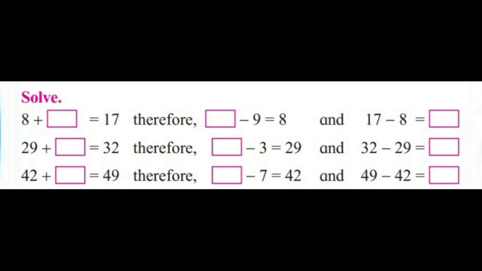Okay students, let's see the next sum. 29 plus box is equal to 32. Therefore box minus 3 is equal to 29 and 32 minus 29 is equal to box. Similarly, we will solve and find the answer of the boxes. Okay, 29 plus 3 is equal to 32. If we subtract 29 from 32, we will get the answer 3. Okay, good students. Therefore 32 minus 3 is equal to 29 and 32 minus 29 is equal to 3. Understood students? This way you have to solve. The next sum you have to solve on your own.